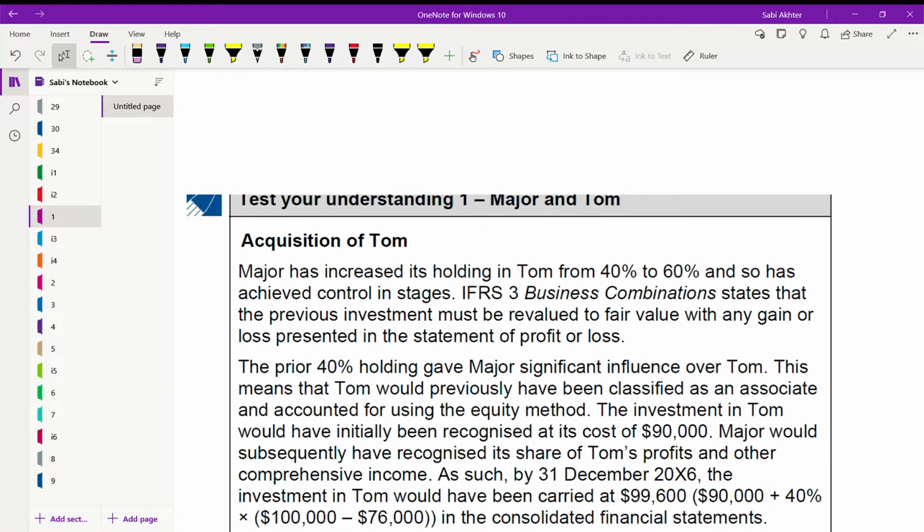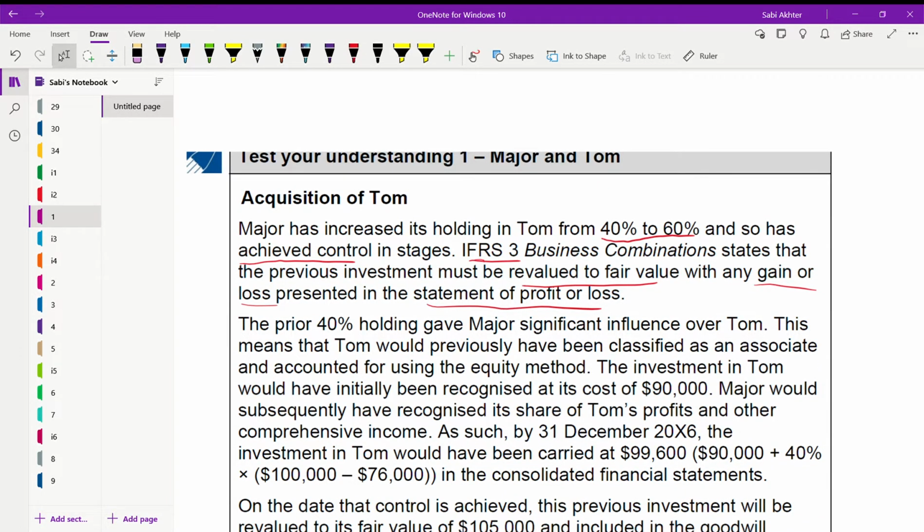So if you see the answer, this increase in holding from this to this is achieving control in stages. This will be dealt with under IFRS 3. And the previous investment, because it is revalued to fair value, that gain or loss also has to be presented in the statement of profit and loss. The prior 40% gives a significant influence, so this means he was previously classified as an associate. That means you have to use the equity method.